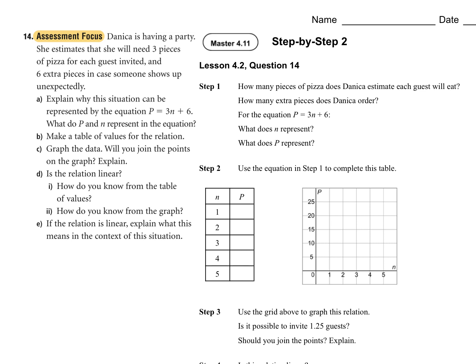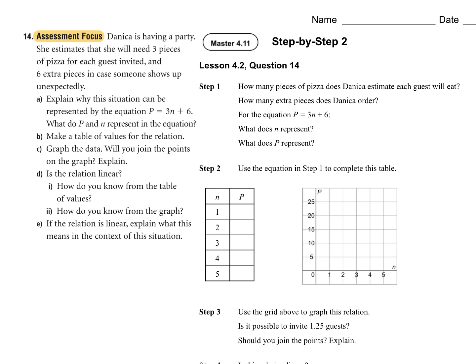And the question says, Danica is having a party. She estimates that she will need 3 pieces of pizza for each guest invited and 6 extra pieces in case someone shows up unexpectedly. Part A then asks us to explain why this situation can be expressed by the equation P equals 3n plus 6. What do P and n represent in the equation?